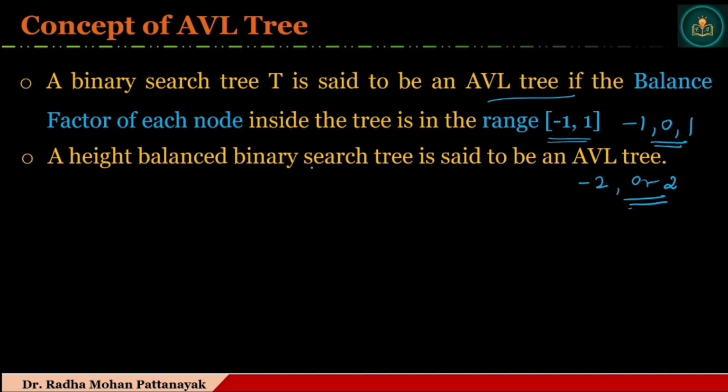The second definition: we can say a height balanced binary search tree is said to be an AVL tree. So guys, normally we can consider the AVL tree as the extension of binary search tree. It means what we have done in binary search tree, the same thing we will do in the AVL tree at the time of insertion and deletion.